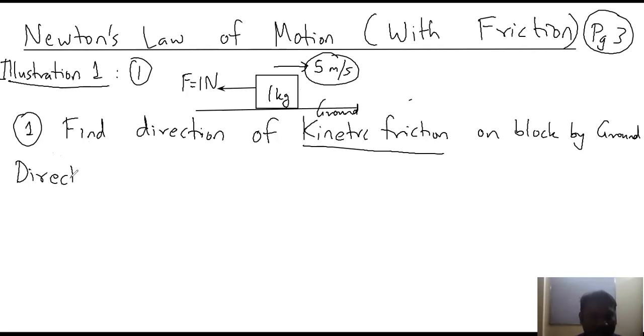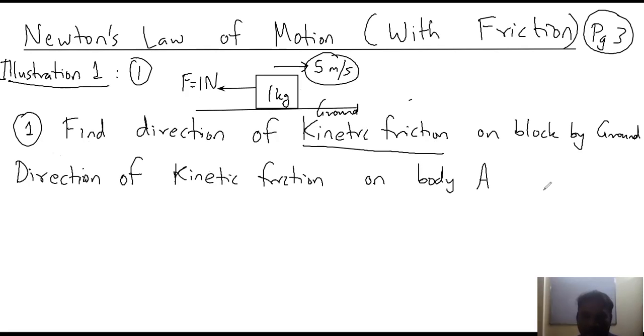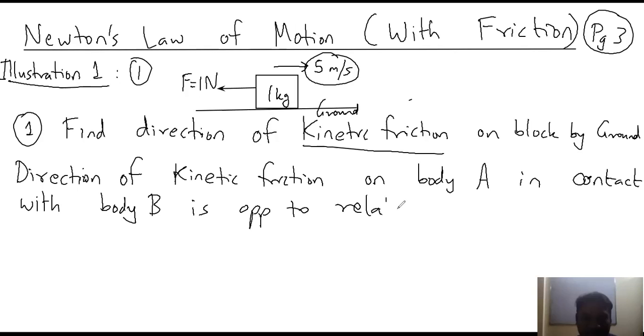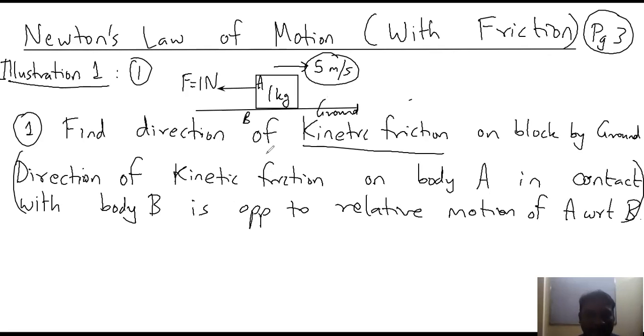Let me remind you the concept. The concept is: direction of kinetic friction on body A in contact with body or surface B is opposite to relative motion of A with respect to B. So in this case, let us consider the block as A and the ground as B. The direction of kinetic friction on body A in contact with body B is opposite to relative motion of A with respect to B.